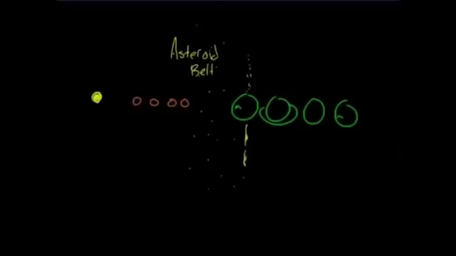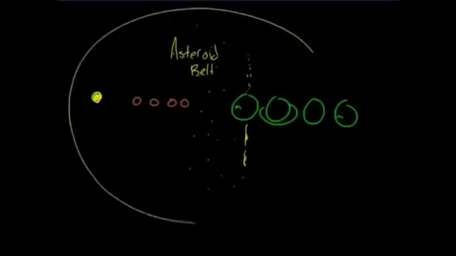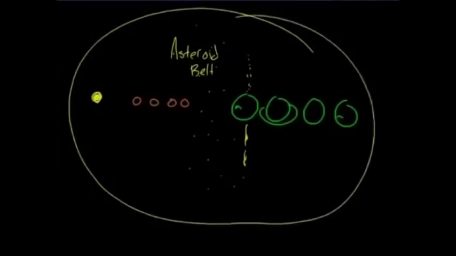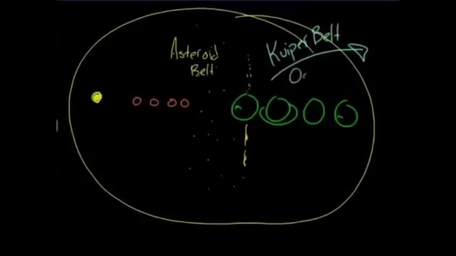There's lots and lots of dust and stuff within the entire solar system, and there's even lots of bodies just right outside of the solar system, past the orbit of Neptune, in the Kuiper belt and Oort cloud. Now, there's a lot more going on than just the sun and planets.